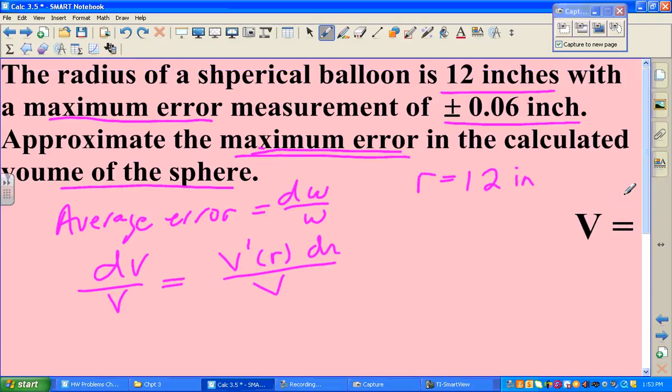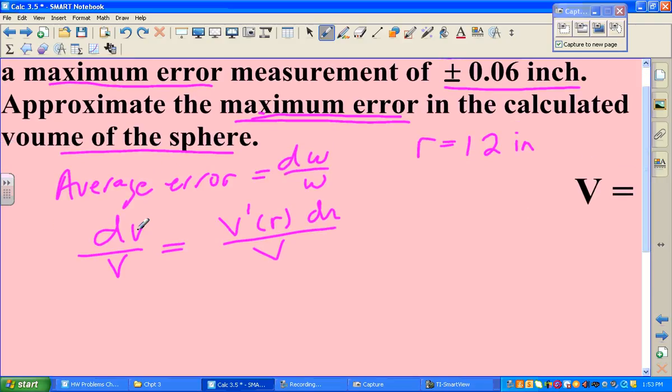Now take a look at something. When I had dy, we said it equal to f prime of x dx. Why do we use x instead of t? Because x was in the equation, wasn't it? What's in the equation for volume if you're talking about a spherical balloon? The radius. What is the equation for a volume of a sphere? Chase, what's the equation for volume of a sphere?